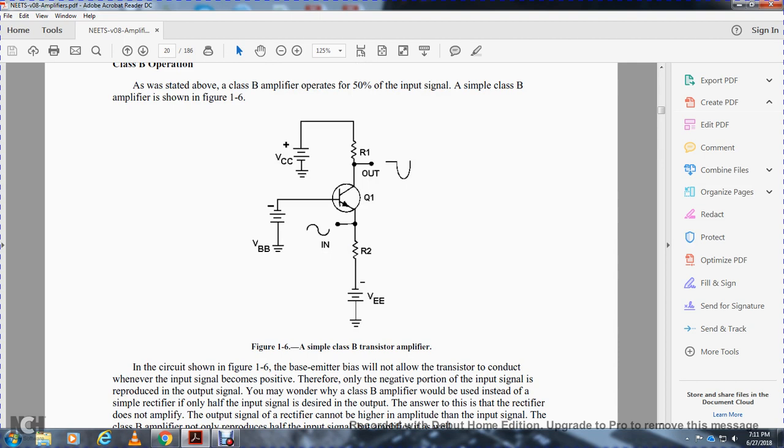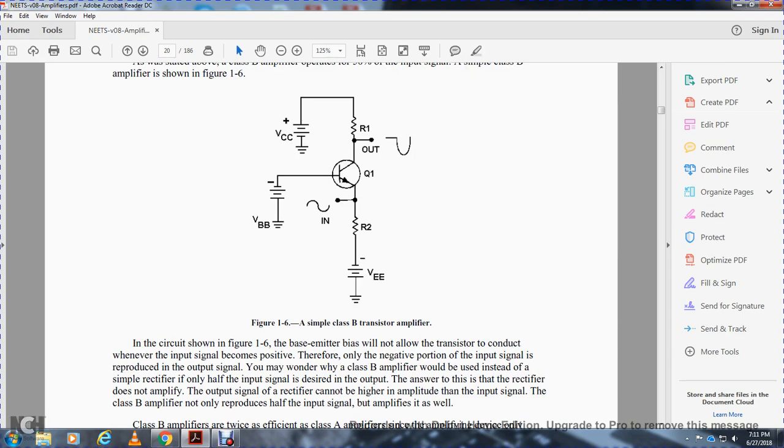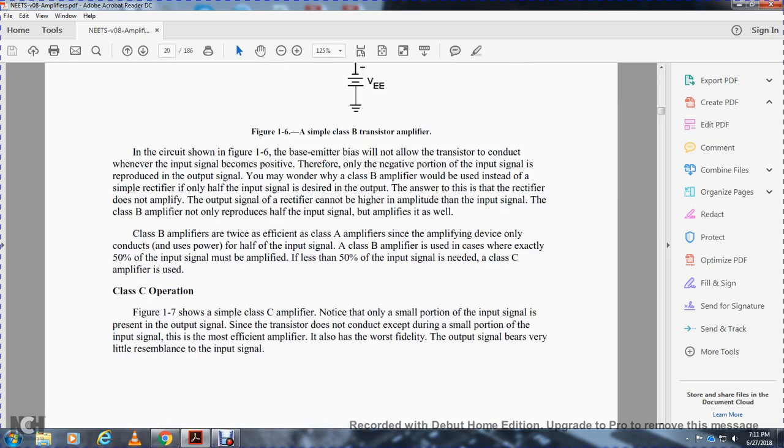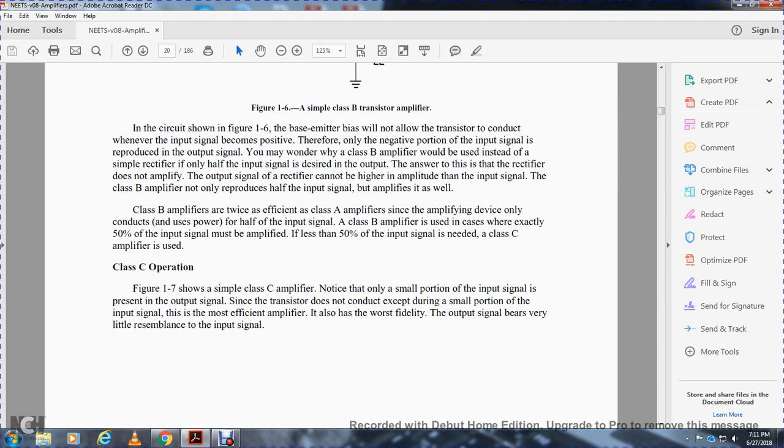We may wonder why we would use a Class B amplifier instead of a simple rectifier if only one half of the input signal is desired at the output. The answer is that the rectifier does not amplify the signal. The rectifier output cannot be higher than the amplitude of the input signal. Thus, a Class B amplifier will not only produce the half input signal, but amplify it as well. Class B amplifiers are twice as efficient as Class A amplifiers, since the amplifying device only conducts and uses power for half of the input signal.